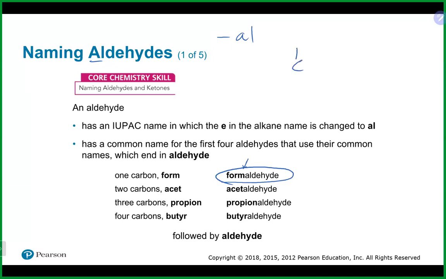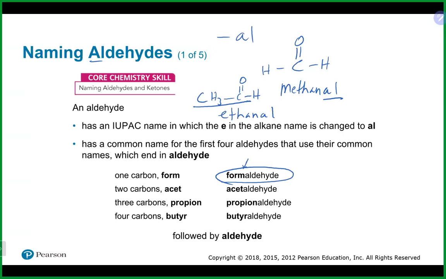That is a one carbon aldehyde. So that is formaldehyde. But if I go with my IUPAC way of naming, which is AL at the end, it has one carbon, which means it's based off of methane. This is known as methanal. This one here is two carbons, which is based off of ethane. This would be ethanal.